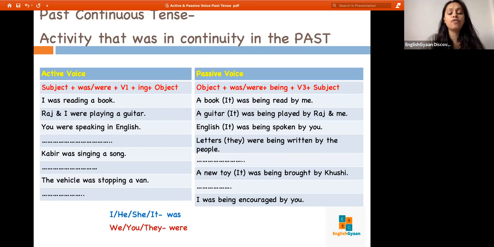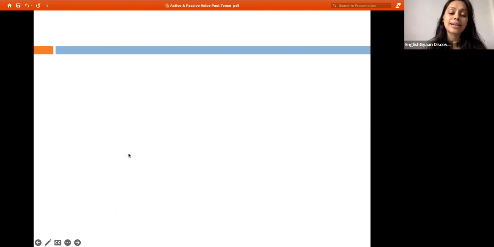For example, I was reading a book. मैं किताब पढ़ रही थी. A book was being read by me. Correct? A guitar was being played by Raj and me. English was being spoken by you. Letters were being written by me or people. So that is nothing but past continuous.